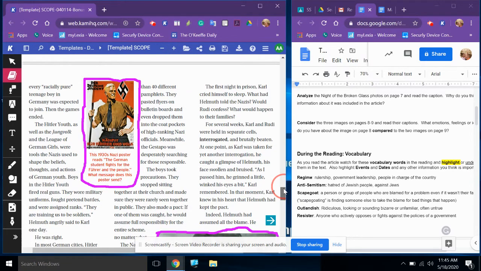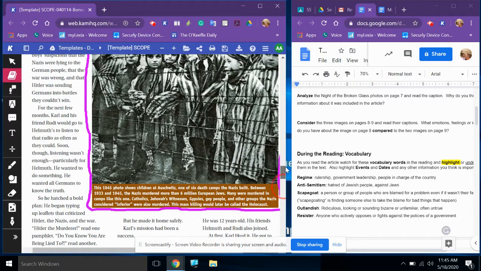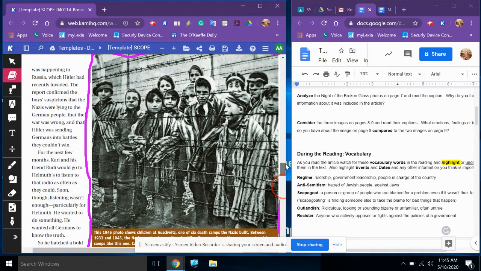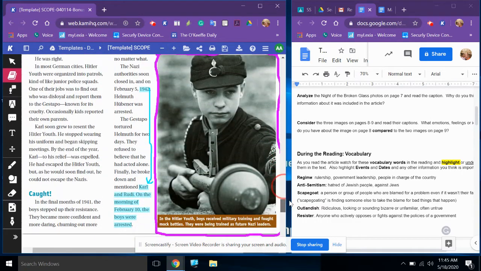Then, we're comparing that picture of the poster to the kids in the striped pajamas here. We scroll down, and here's another image. "In the Hitler Youth, boys received military training and fought mock battles. They were being trained as future Nazi leaders."